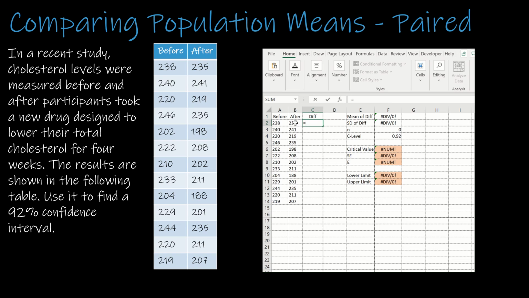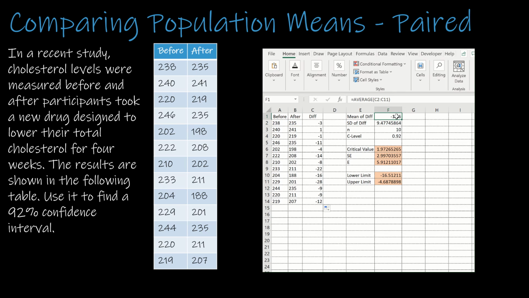So again, I'm going to find each difference by taking the after minus the before. And the direction is very important because if I took before minus after, this 3 would be positive and it would show that the cholesterol increased when in fact it did decrease. So make sure you're always taking the second minus the first.